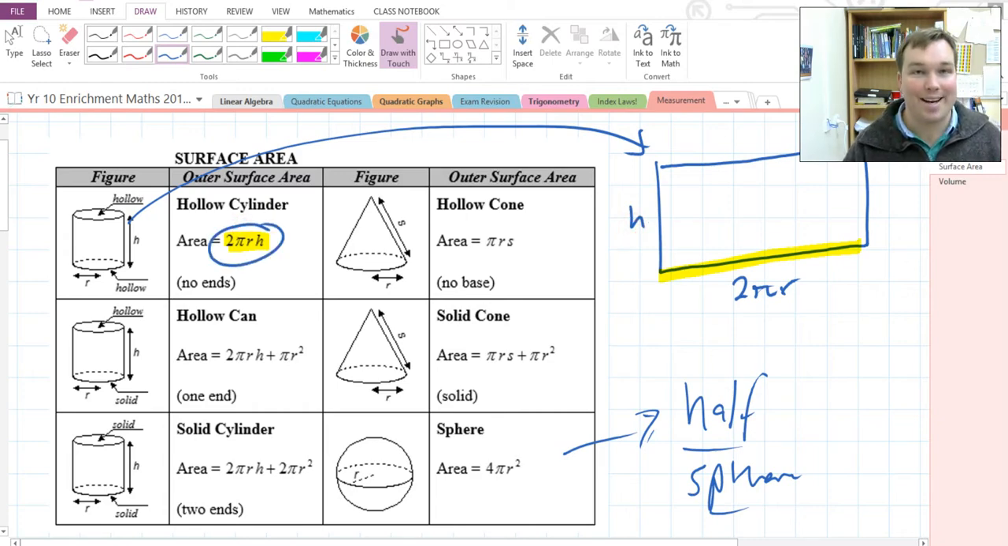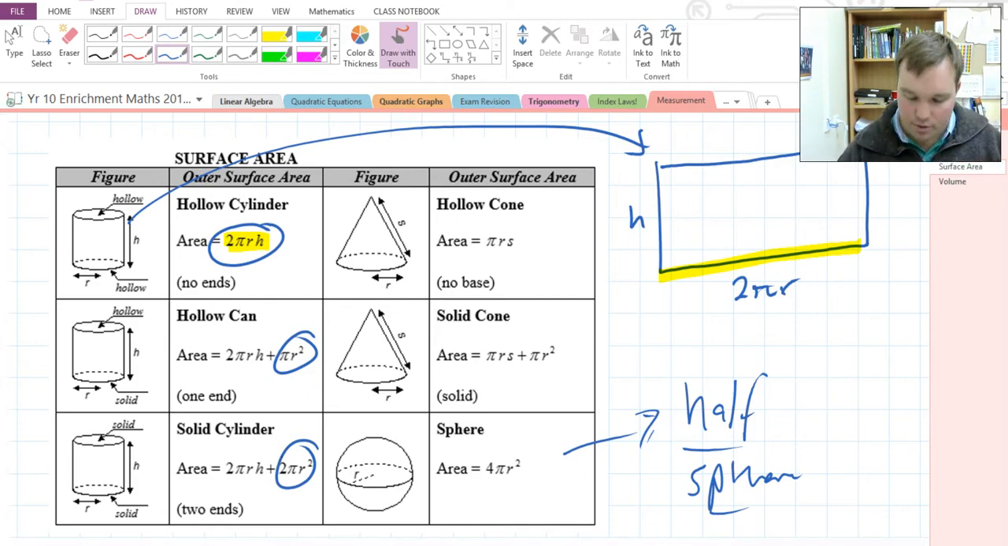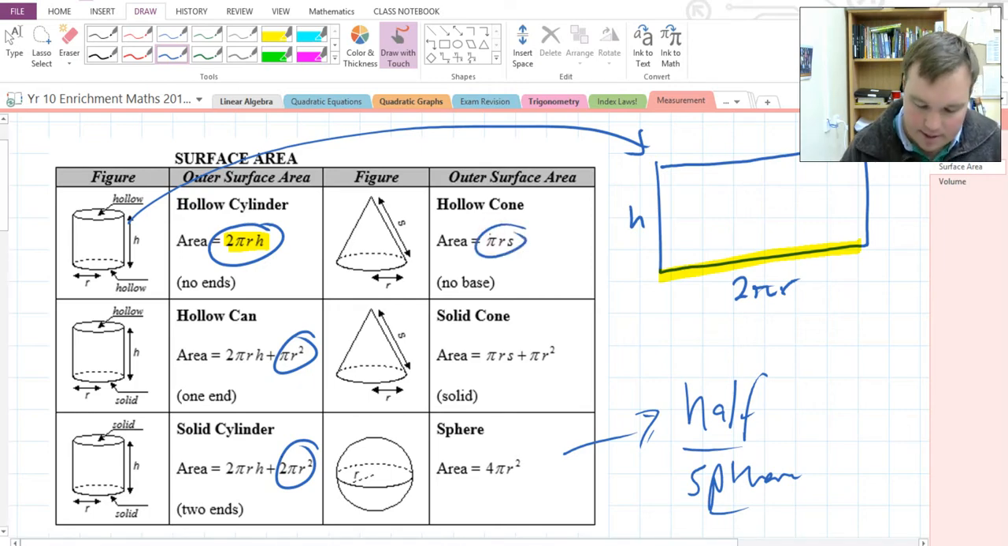Now note, if you want to add an end on, so if you have a hollow can, say just the base, you add plus pi r squared, because that gives you the area of the base. If you want a solid cylinder, you add plus 2 pi r squared on, because that gives you both ends. Now, cones. A hollow cone is pi r s.